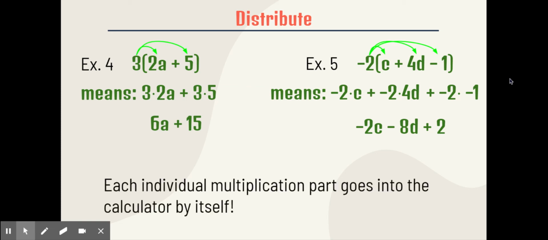Each individual multiplication part goes into the calculator by itself if you can't do it in your head. You're going to do negative 2 times 1, which is negative 2, negative 2 times 4, which is negative 8, and negative 2 times negative 1, which is positive 2.